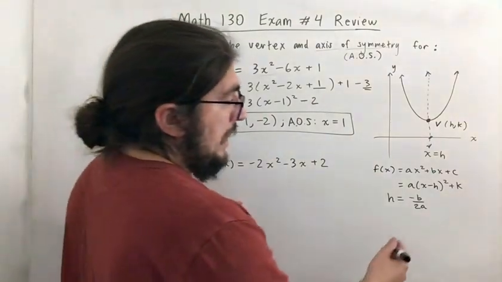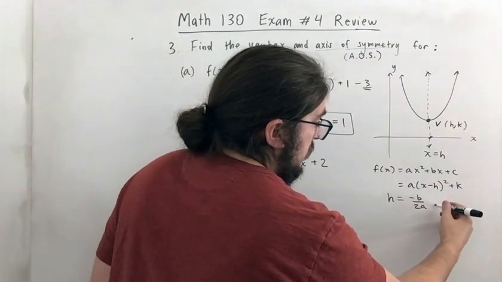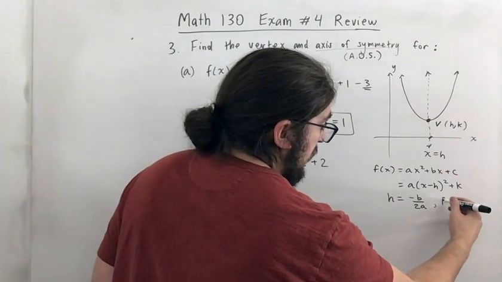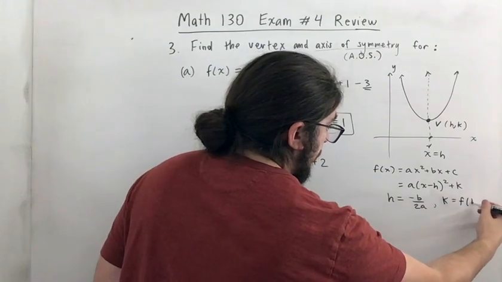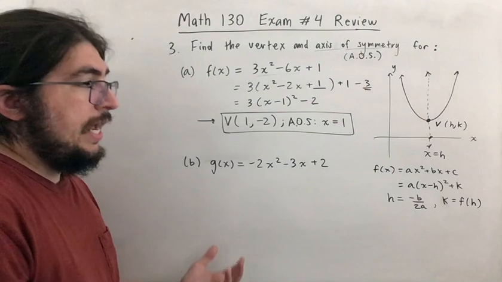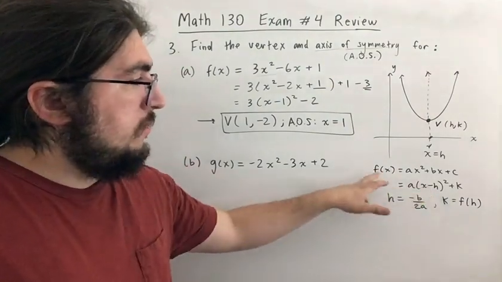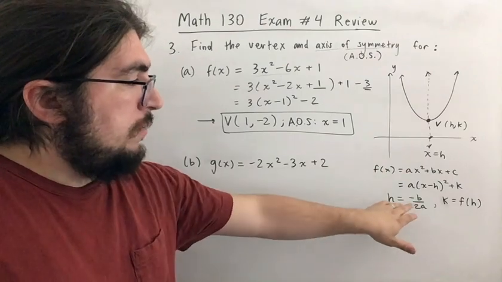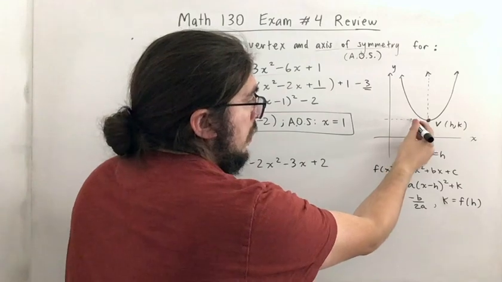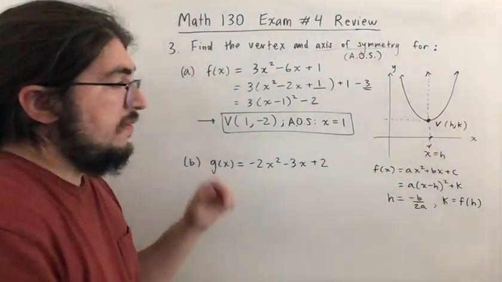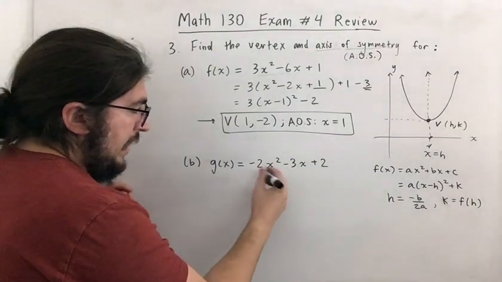Now, with that being said, to find k, all you need to do is plug h back into f. So h is this, and k is just f of h. So plugging h in, you get k. Now, why is that true? That's true because k is the y value, and since we have a function, we can plug h back into it to get the corresponding y value that corresponds to that x value when you plug it in.